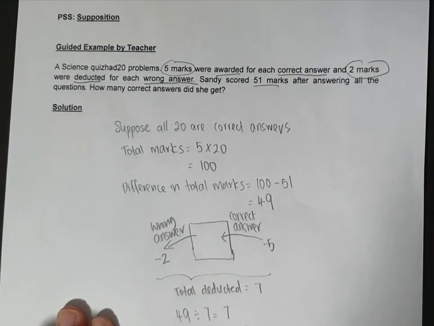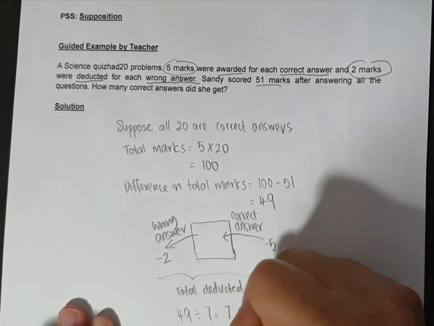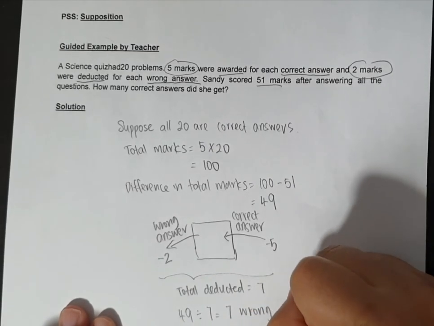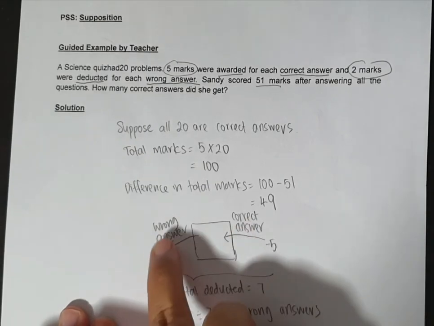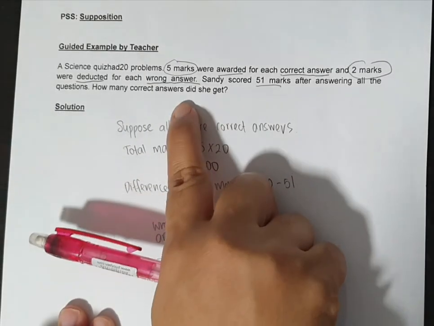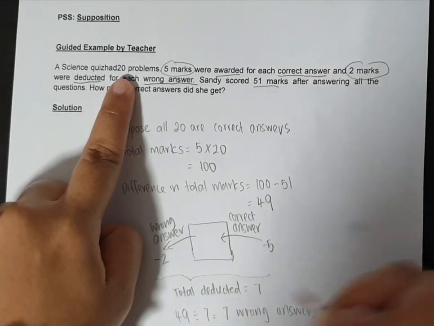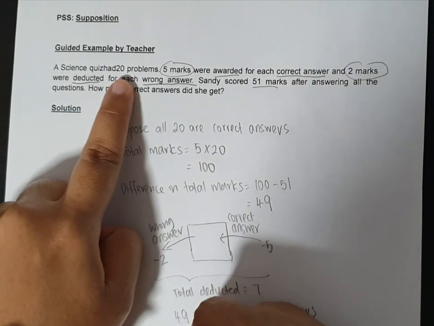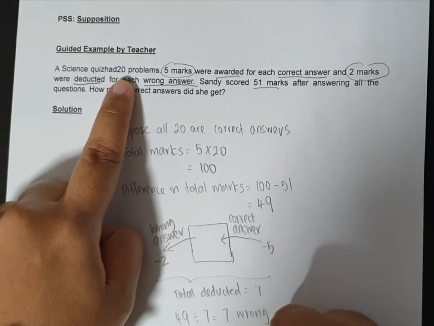So what does that mean? It means that there are 7 wrong answers, because I exchanged 7 correct ones for 7 wrong ones. So how many correct answers are there? There are 20 questions and I have 7 wrong answers. So 20 minus 7, there are 13 correct answers.